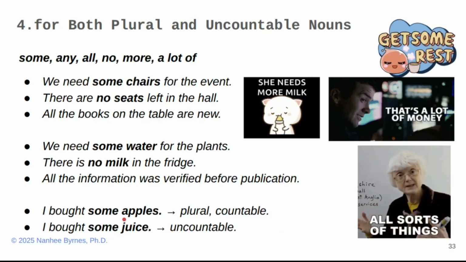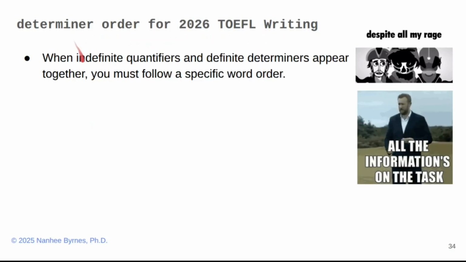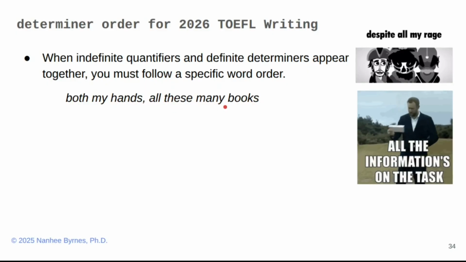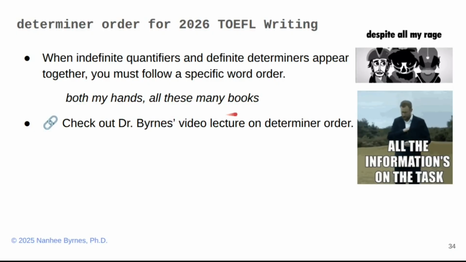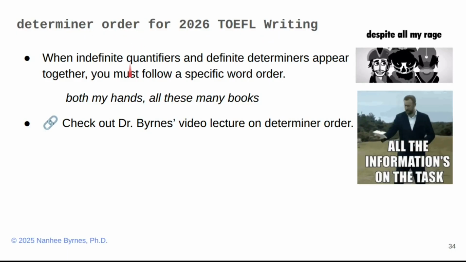All right, that's all we have for today. But before you go, there's one more thing you need to know, especially if you're preparing for the 2026 TOEFL. It's determiner order. When indefinite quantifiers and definite determiners appear together, like both my hands or all these many books, you must follow a specific word order. This is especially important for the 2026 TOEFL writing section, which now includes a build a sentence task, essentially a word order question in disguise. So mastering determiner order isn't optional, it's essential if you want to score high.